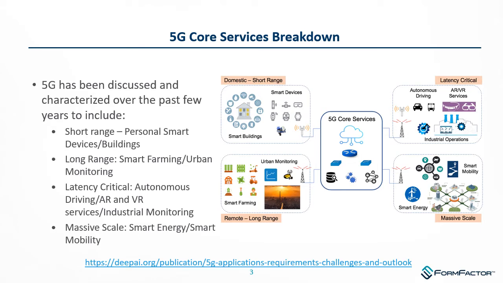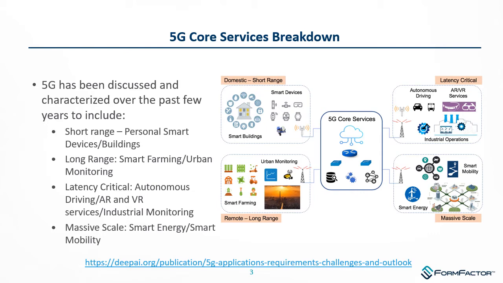In order to first understand what 5G is requiring in production tests, you need to understand what 5G is going to do in the market. 5G has been discussed over the past several years and has been characterized to meet 4 primary application spaces. The first application space will be short-range use. These include personal smart devices like smartphones and smart watches and other tracking devices.